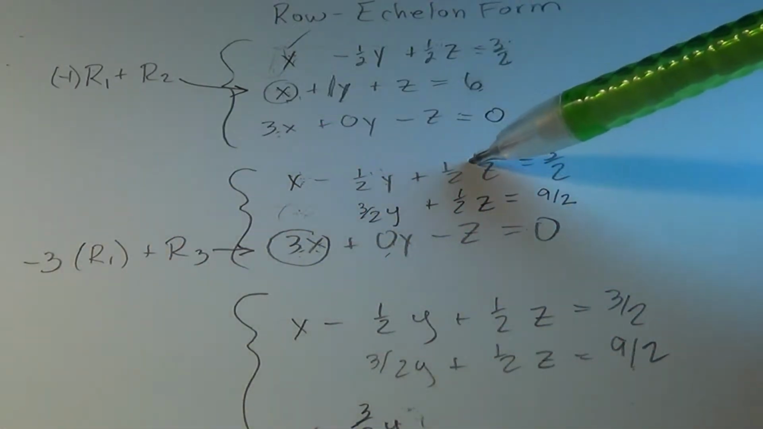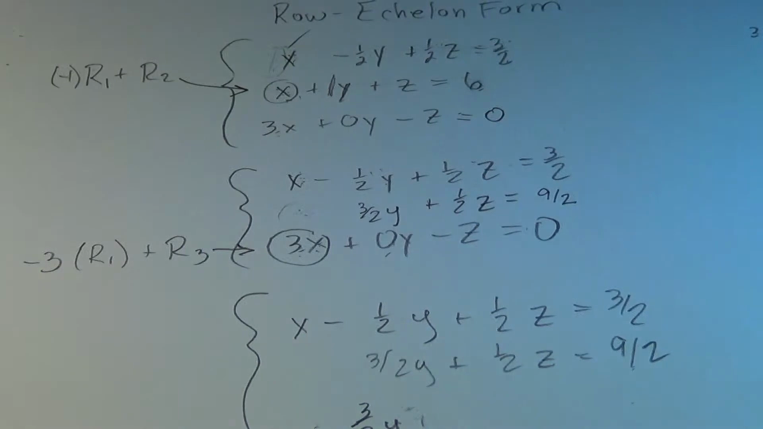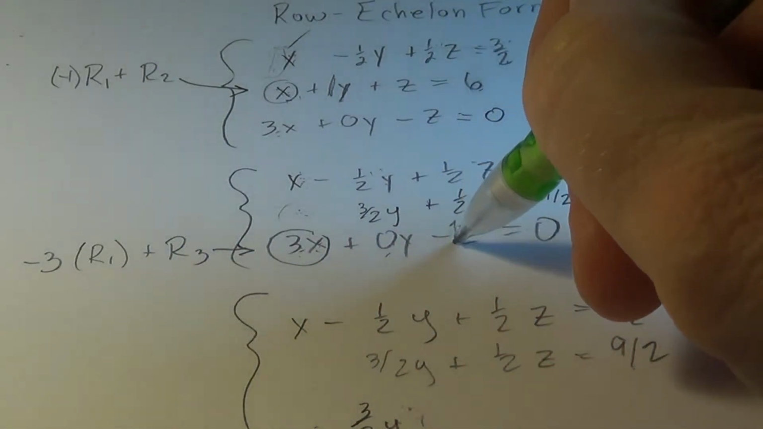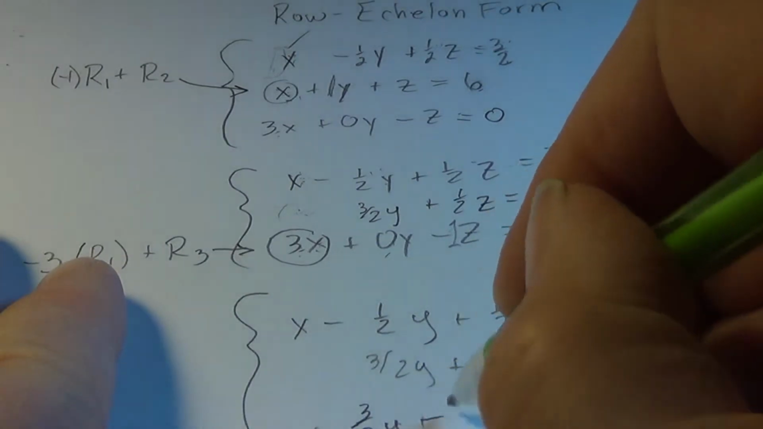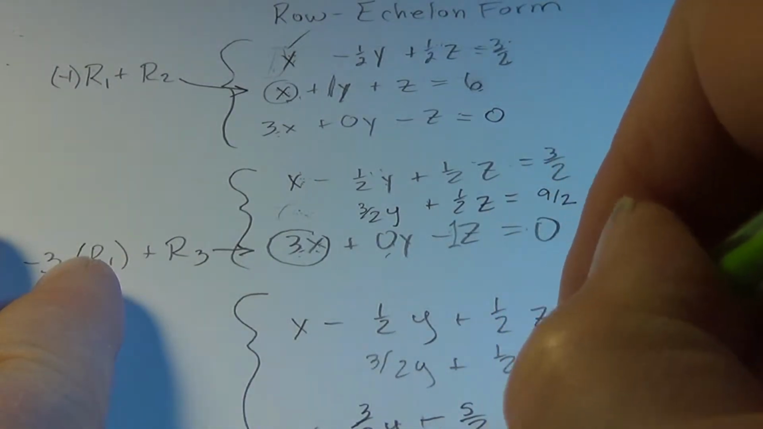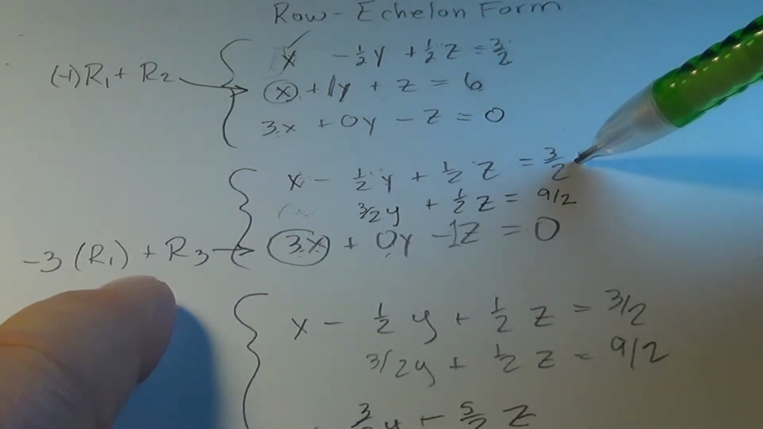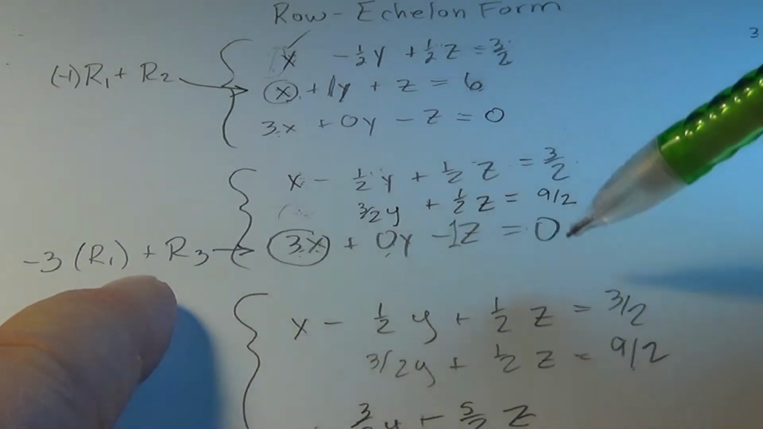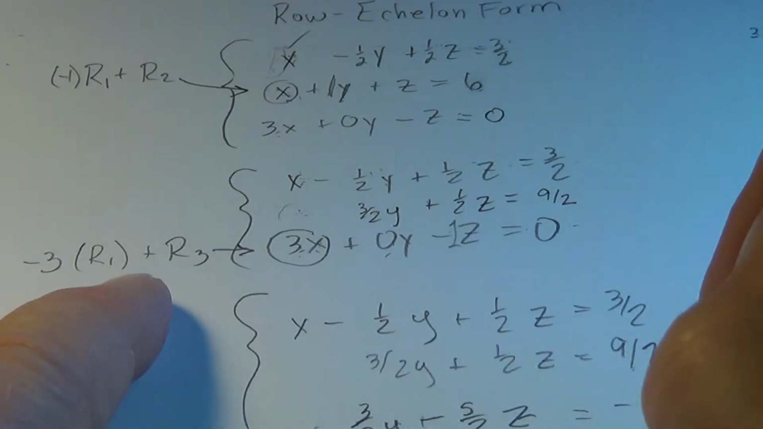Negative 3 times 1/2 is a negative 3/2. Add it to a minus 1, because that negative z means a negative 1z. So when I have negative 3/2 minus 1, I get a minus 5/2. And minus 3 times 3/2 is a minus 9/2. Add it to 0 is a minus 9/2.